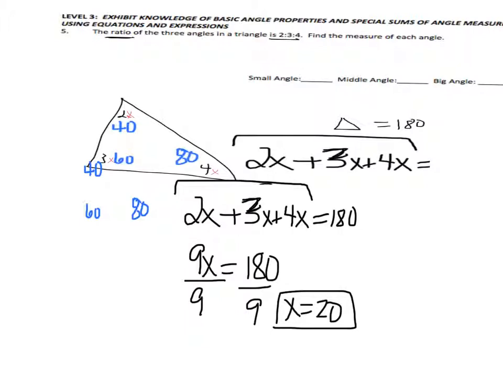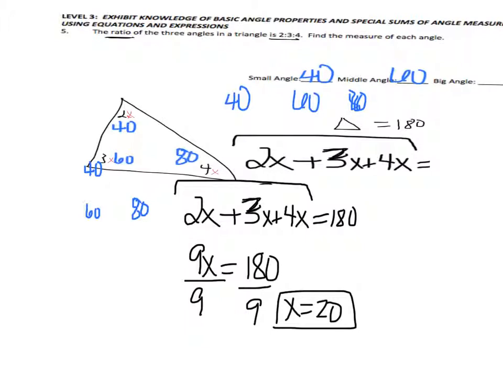So anytime you've got a ratio, whether that's in a triangle, a linear pair, or a quadrilateral, just add an x onto each of those values and set it equal to the sum of the measures, which is 180 for a triangle, or 360 for a quadrilateral. So to answer this final question, the small angle is 40, the middle angle is 60, and the big angle is 80.